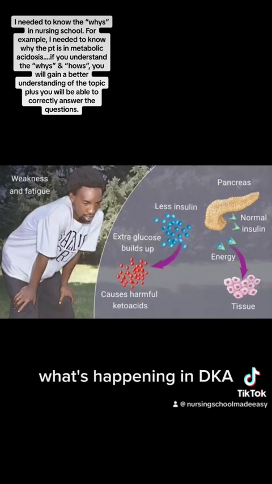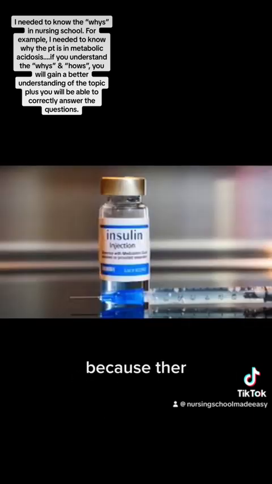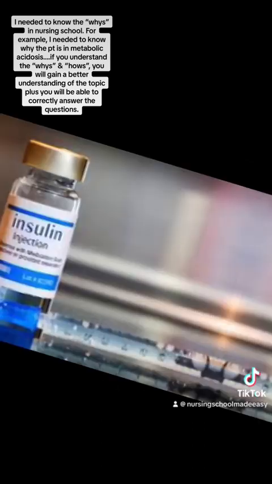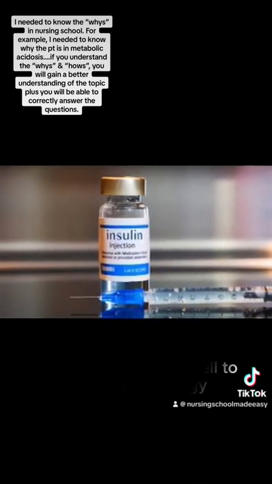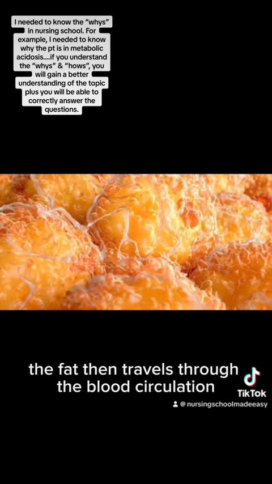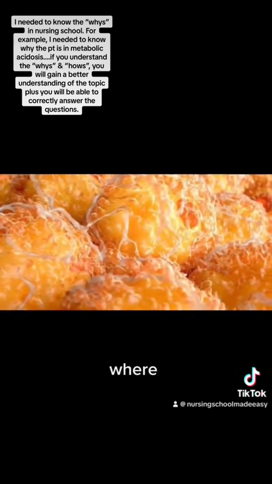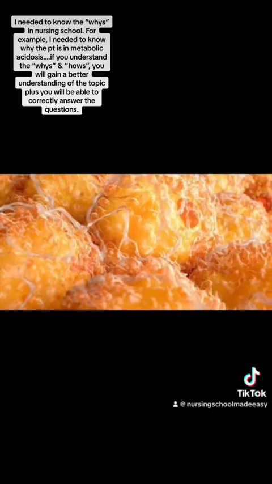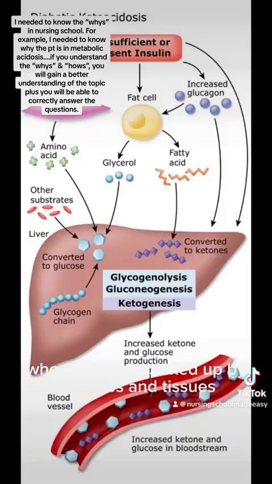What's happening in DKA? Because there is not enough insulin circulating, glucose cannot be properly utilized for energy. Remember, the insulin hormone moves glucose into the cell to be used as energy. Without insulin, this cannot happen. In response, the body compensates by breaking down stored fats for energy. The fat then travels through the blood circulation to the liver, where it's broken down into ketone units. The ketone units then circulate in the bloodstream, where they are picked up by muscles and tissues.